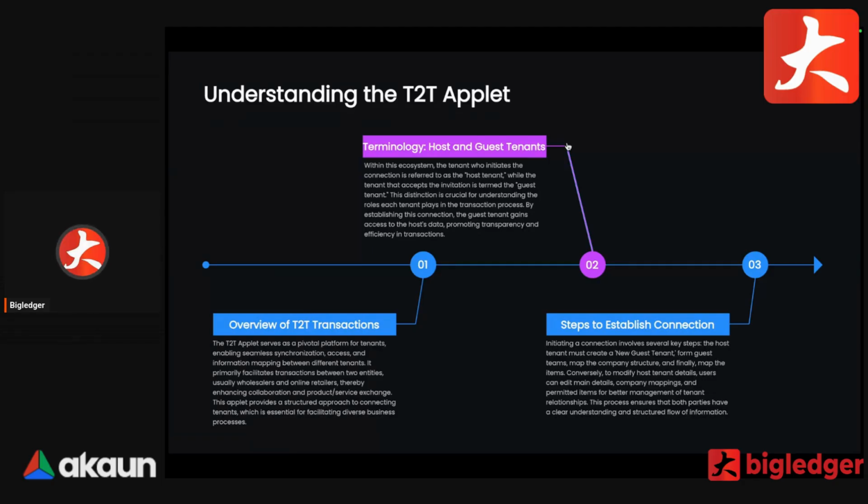Next, the steps to establish a connection. Initiating a connection involves several key steps. The host tenant must create a new guest tenant from guest teams, map the company structure, and finally map the items. Conversely, to modify the host tenant's details, users can edit main details, company mappings, and permitted items for better management of the tenant relationship. This process ensures that both parties have a clear understanding and a structured flow of information. So we'll move on.